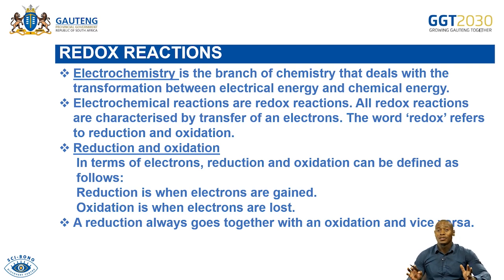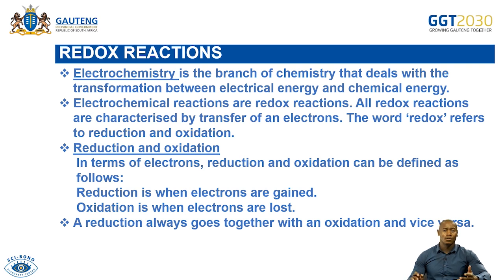So we have talked about the oxidation numbers, the rules to assign oxidation numbers, and also the examples of how to determine the oxidation numbers of atoms in ions or in molecules, or compounds. So let's start with the definition of electrochemistry. Electrochemistry is the branch of chemistry that deals with transformation between electrical energy and chemical energy.